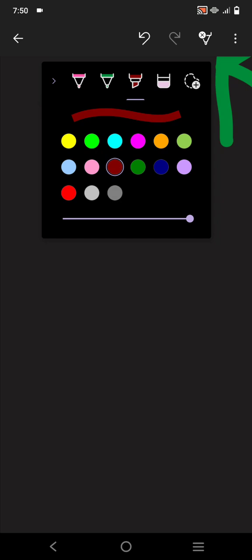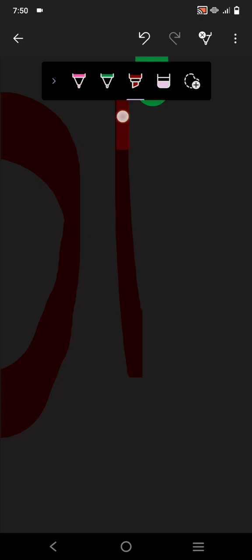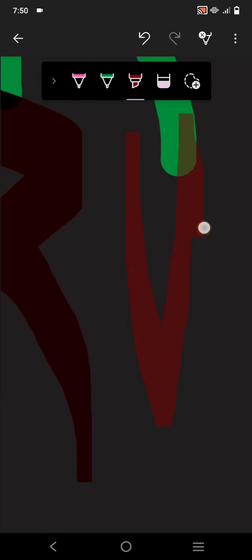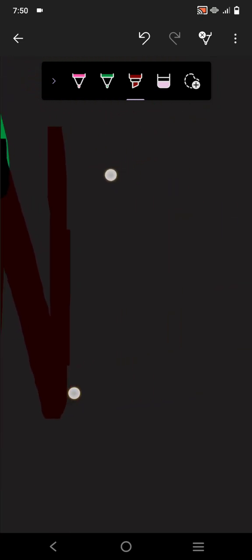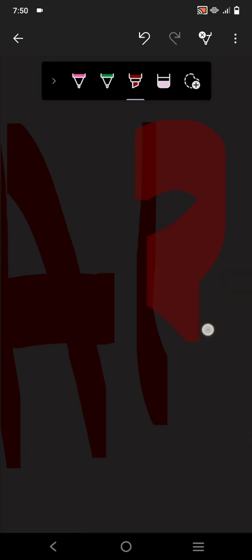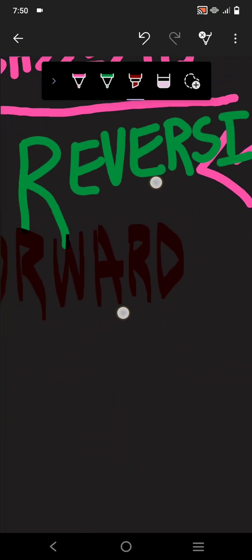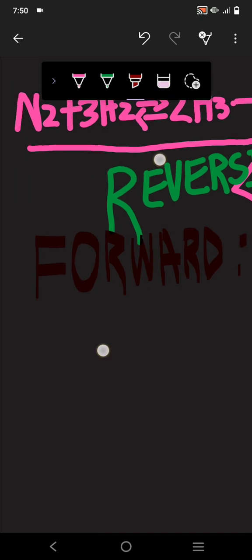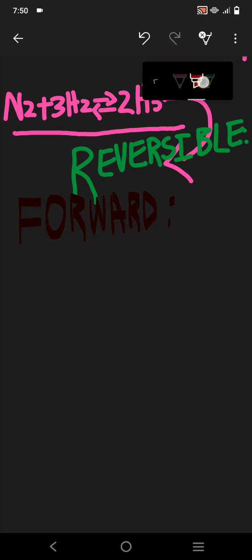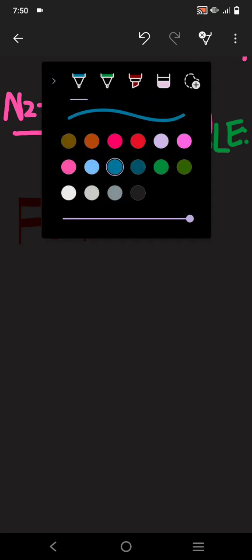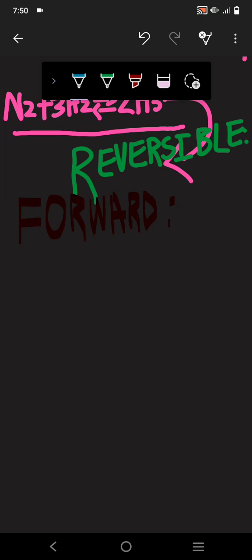We will be discussing the characteristics of the forward reaction first, then we will go through the characteristics of the reverse reaction. So it is always in the direction of left to right. It is always in the direction of the left to right.